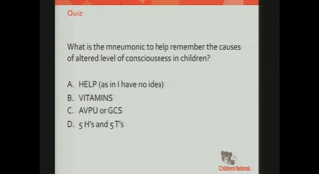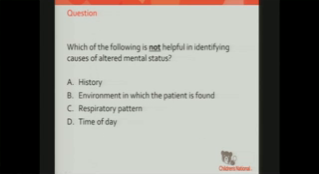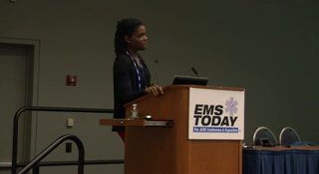So back to our questions. One mnemonic that you can use to help you remember altered level of consciousness in children is VITAMINS. Which of the following do not contribute to maintaining a normal level of consciousness? They all do. They're all relatively important. Which is not helpful in identifying causes of altered mental status? This is a trick question.